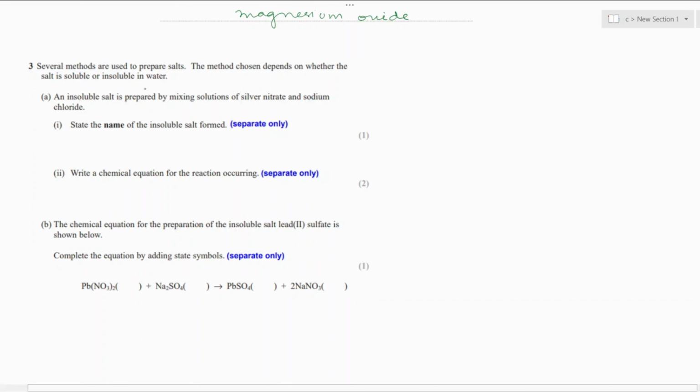Okay, so we have prepared an insoluble salt. Oh, sorry, an insoluble salt is prepared by mixing silver nitrate and sodium chloride. Both are soluble. Nitrates are soluble and chlorides are soluble. Let me write it. Silver nitrate, AgNO3, and sodium chloride, NaCl. So what would be produced?